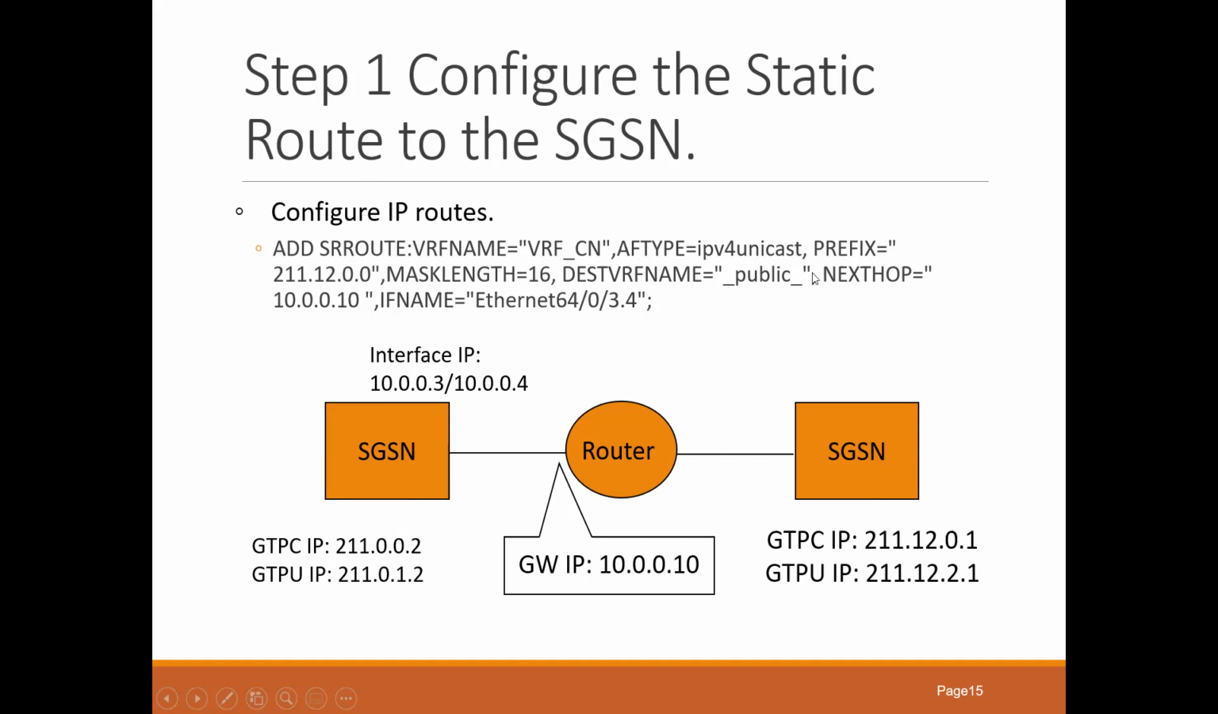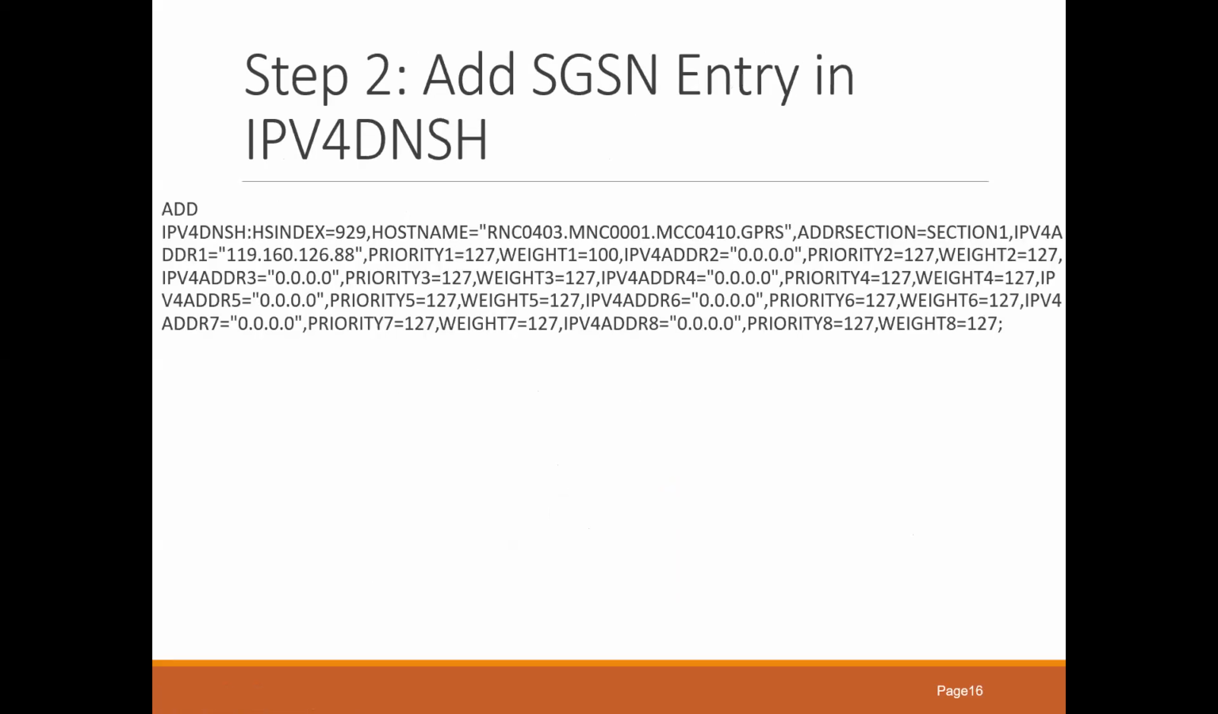Okay, and then the next hop IP address is this. The next hop address is going to be the gateway IP address. Then you have to specify the interface name as well. This is the interface on the SGSN that is going to be communicating with the router address. But this is something that is optional. Usually this is not configured.